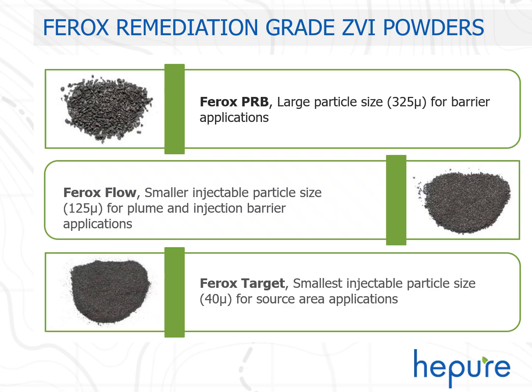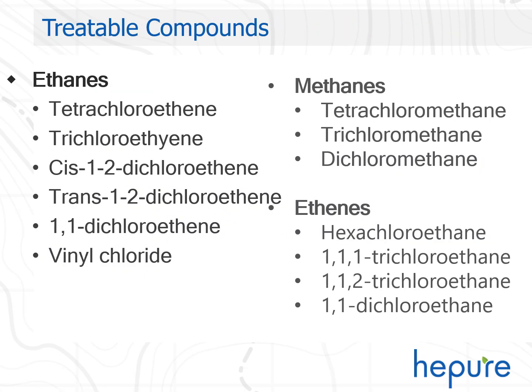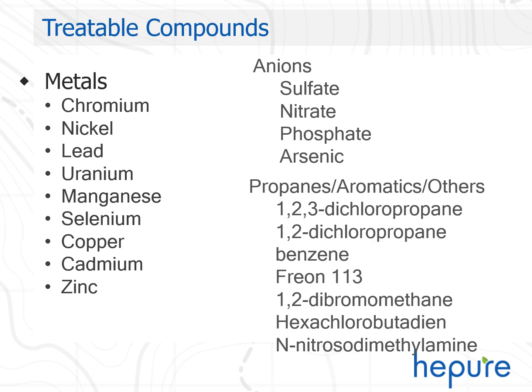This slide shows some photographs of the Ferox ZVI products. The next two charts show some of the compounds which are treatable with ZVI. These can also be seen on our website. Bob has recently posted an article discussing treatable compounds. In addition to many chlorinated solvents, ZVI is an effective treatment for removal of soluble metals, sulfates, nitrates, phosphates, and arsenic.